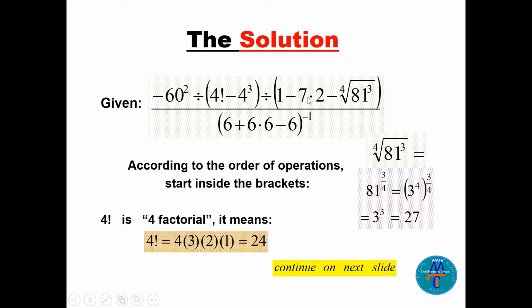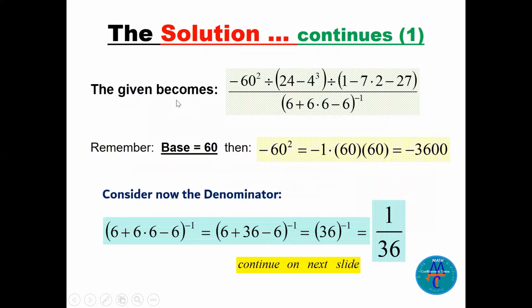This is a normal multiplication here. This is 4 cubed. 4 factorial, I think you know that. 4 factorial means 4 times 3 times 2 times 1. It will be 24, so this is 24. This is a little tricky. I will leave it on the next slide.